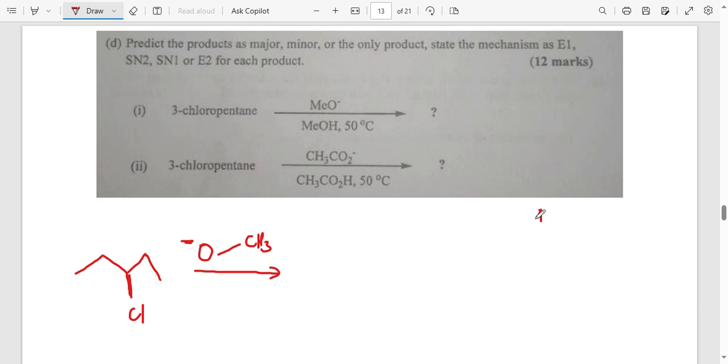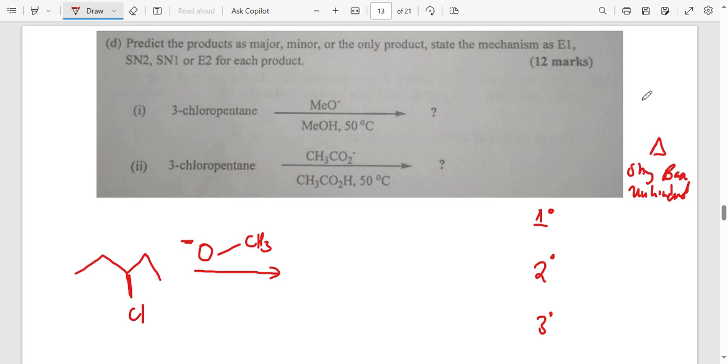When you have a primary substrate, secondary substrate, or tertiary substrate: a primary substrate, when you are using a strong base that is unhindered, and also at high temperature. Whatsoever, high temperature means you are using heat.